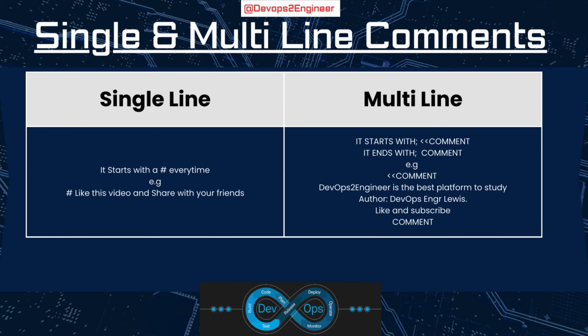Single and multi-line comments. A single-line comment starts with a single hashtag every time. For example, hashtag like this video and share this video with your friends. Whereas a multi-line comment starts with two inequality signs followed by a word such as comment, and ends with that same word.